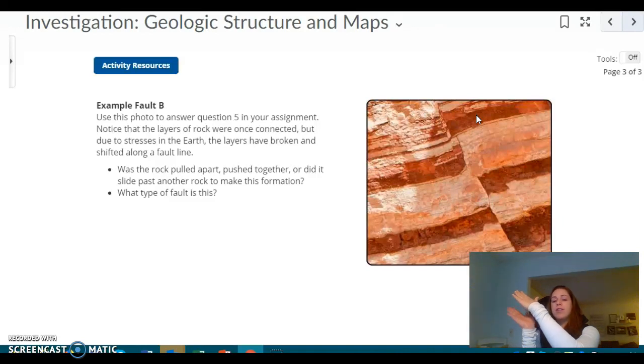So if the hanging wall is higher than the footwall, what's going on? The hanging wall is higher. Are they being pushed together or pulled apart? Are they being compressed? Or are they under tension? And then what type of fault is it? So hopefully that gives you some clues as to how to complete this. I gave you some clues for these examples, but you still need to go back and determine for sure what type of fault it is.